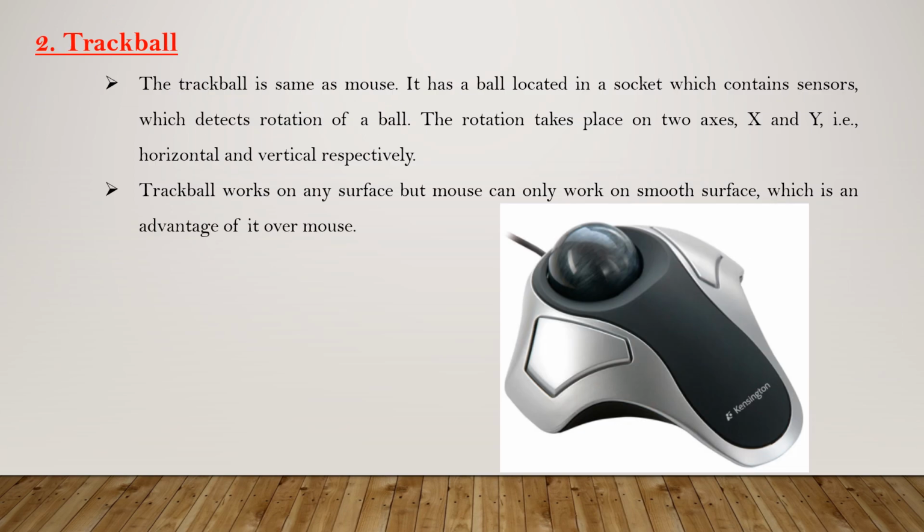Next you have the trackball. Now, why do you use a trackball? It is the same as a mouse, but it has a ball located in a socket. See here, it contains sensors which detect the rotation of the ball. The rotation takes place on two axes, that is x and y, horizontal and vertical. And it can be used on any surface.